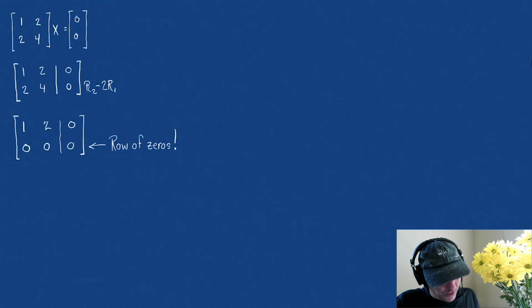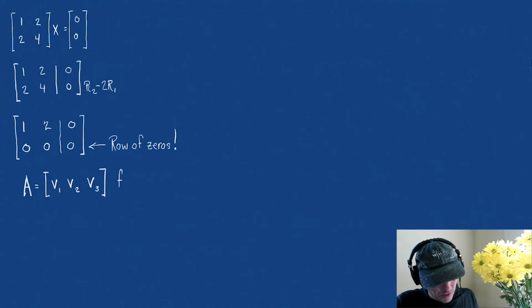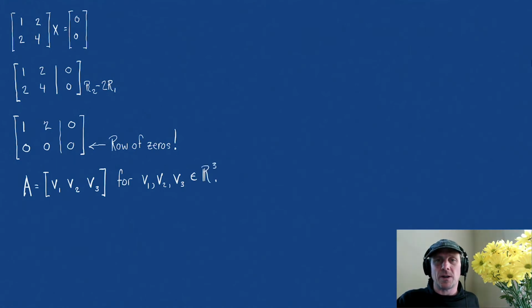This time we'll use the matrix A, which has the vectors v1, v2, v3. These are in R3, so each v has a v1, a v2, and a v3 in it, three components. So let's do this. Also, let's say these are dependent, and I'll come up with something a little bit more interesting.